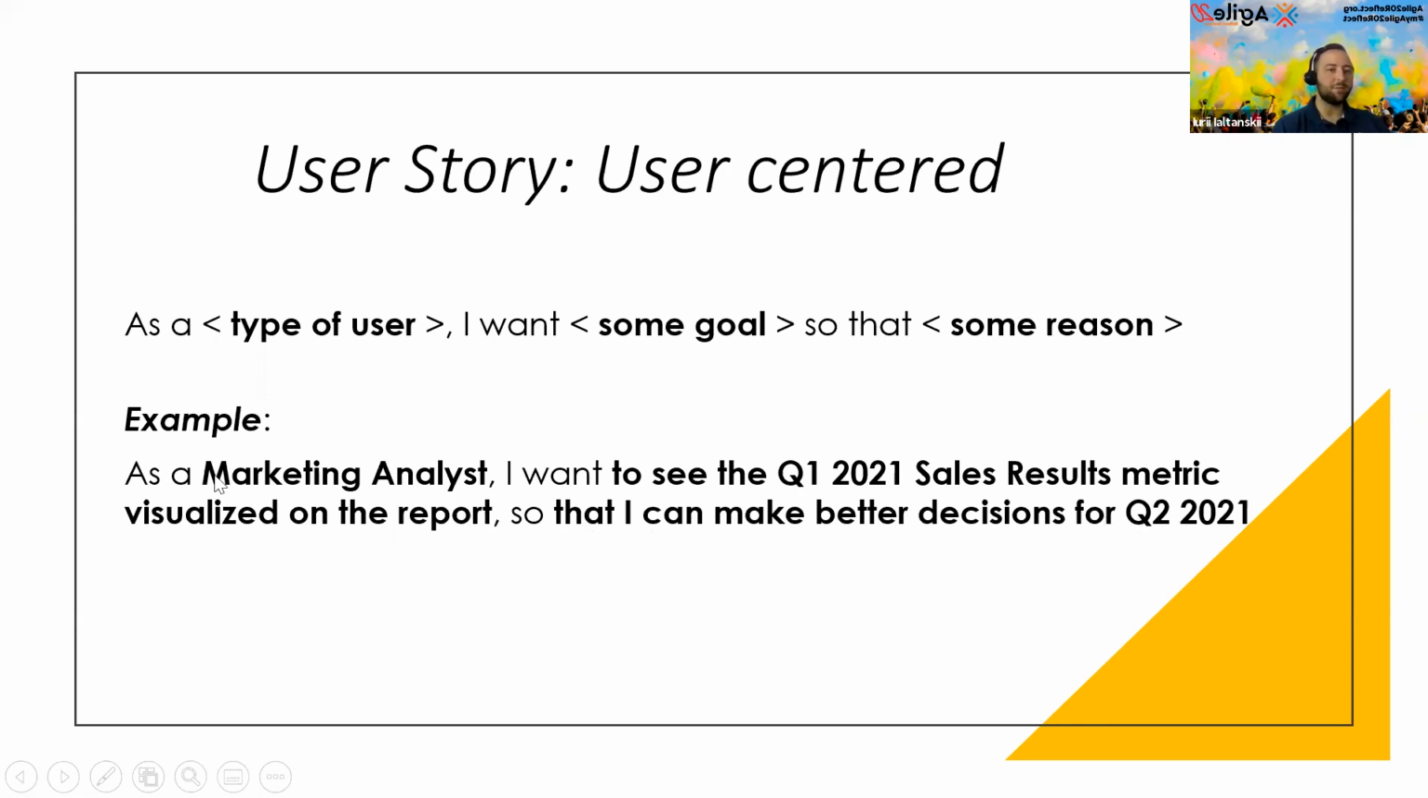Okay, so in here we have the type of the user, which is a marketing analyst. The goal here is to see the Q1 2021 sales results metric on the report, and the reason why the user would like to see these results is to make a better decision about what's going on next, right? Any question regarding this user-centered story? Okay.